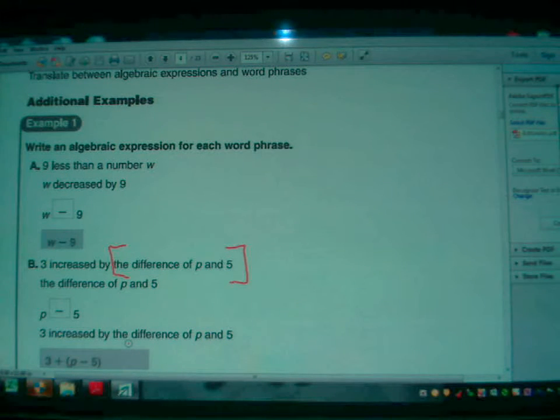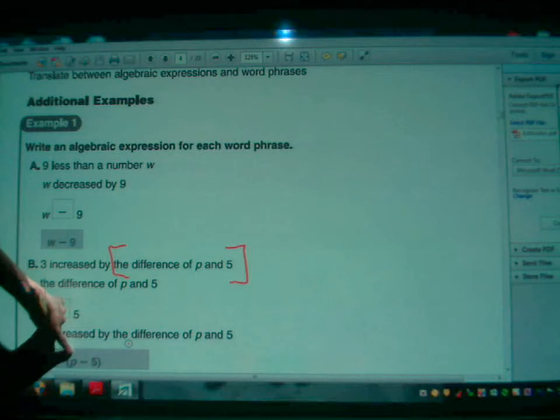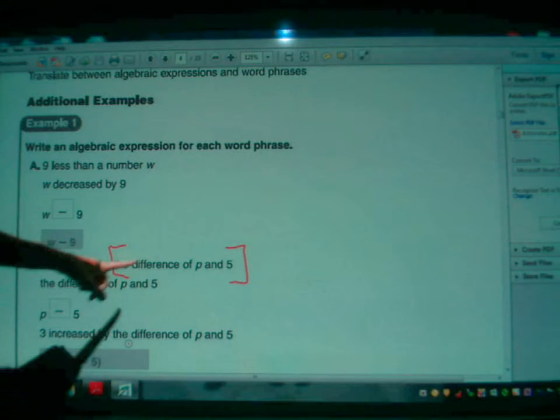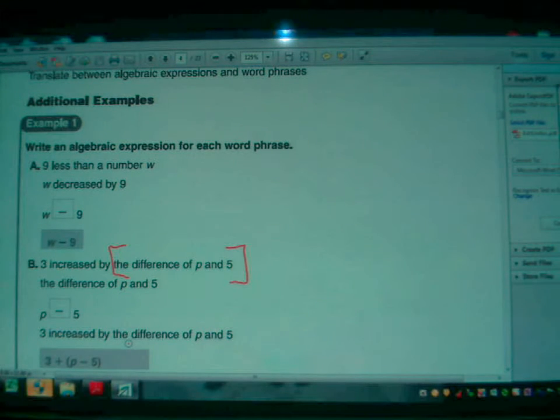P minus 5 is in parentheses because order of operations wise, if I don't put that P minus 5 in parentheses, that's actually not the order I would do this in. Because addition and subtraction are in the same step, I would do the 3 plus the p and then subtract 5 if it weren't for the parentheses. So those parentheses do group together that difference of p and 5 expression.